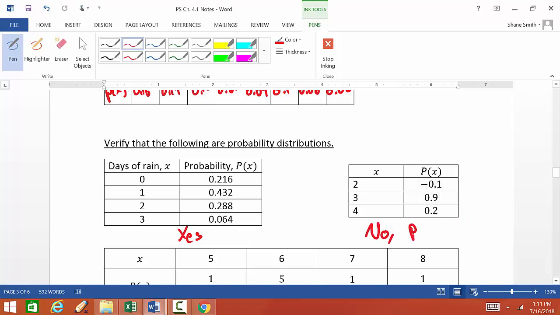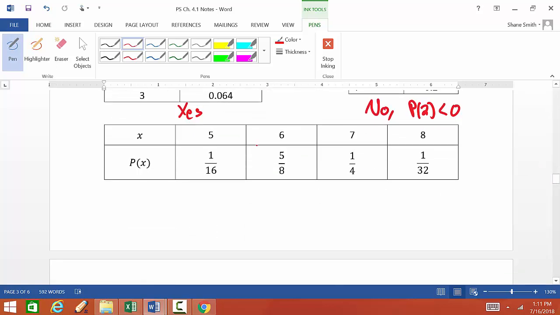Now the second chart on the right side is not a probability distribution, you should have seen, because the probability of 2 is less than 0, which is impossible. You can't have a negative probability. But all of the probabilities do sum to 1. So you need both properties to be a probability distribution. And then the last one, all the probabilities are between 0 and 1, but if you add all the probabilities together, you do not get 1. I think you get something like 31/30, if you add all those fractions together. So that is not a probability distribution. Okay?